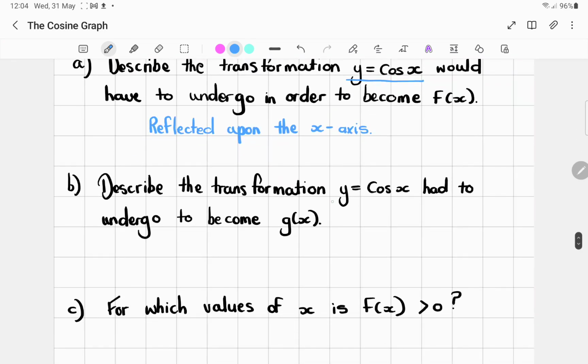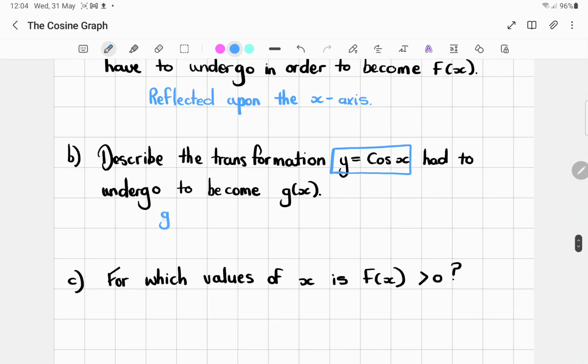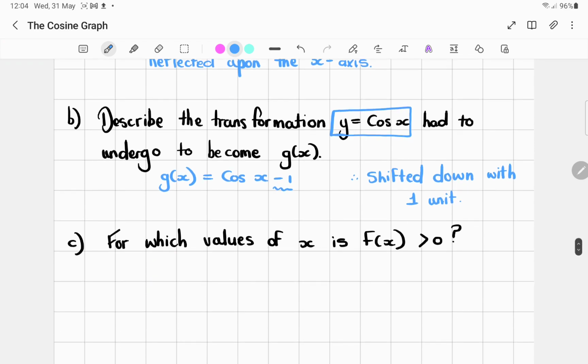Okay, it's been reflected upon the x-axis. Describe the transformation that the original y is equal to cos x had to undergo to become g of x. So g of x, let me just write it here, g of x was cos x minus 1. So can you see the only thing that has been added is a minus 1 at the back? So thus it has been shifted down because it's a minus, with 1 unit. Okay, now it asks you for which values of x is f of x bigger than 0.